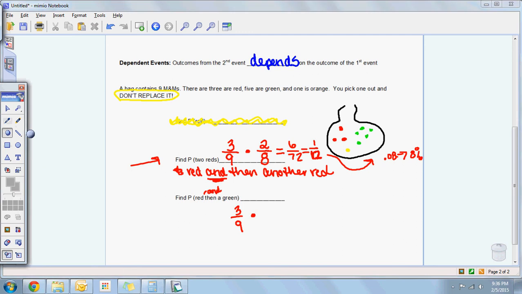So we picked out one of those reds. So one of the reds is gone. It's outside of the bag. And now it wants to know what's the probability of getting a green. So we have 5 green, but what's different? We don't have 9 left in the bag anymore. We only have 8 left because we kept one of those reds outside. Alright, so I'd like you guys to calculate what that would be. What's the probability as a percentage? And then you're all set.